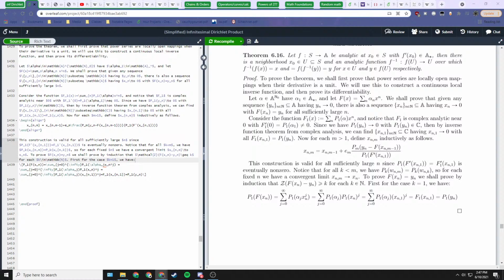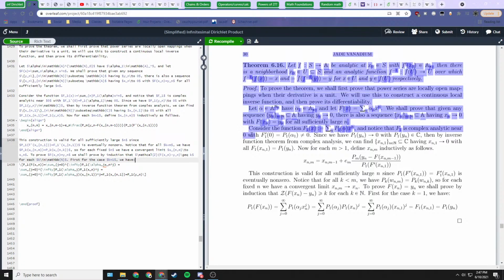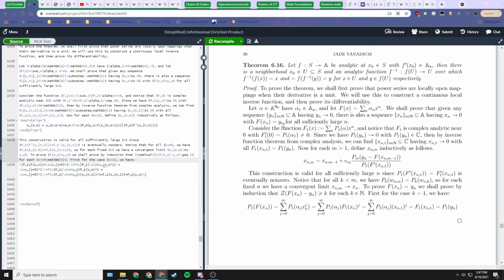Okay, so we do the setup, we say f1 is the same power series as f, but we're just using p1 of alpha. Since f1 is complex analytic near 0, with f1 prime of 0 being p1 of alpha 1, which is non-zero since alpha 1 is a unit. Then since we have p1 of y sub n going to 0, so p1 are complex numbers tending to 0, by the inverse function theorem from complex analysis, we also find this x n1 tending to 0 with all of these.